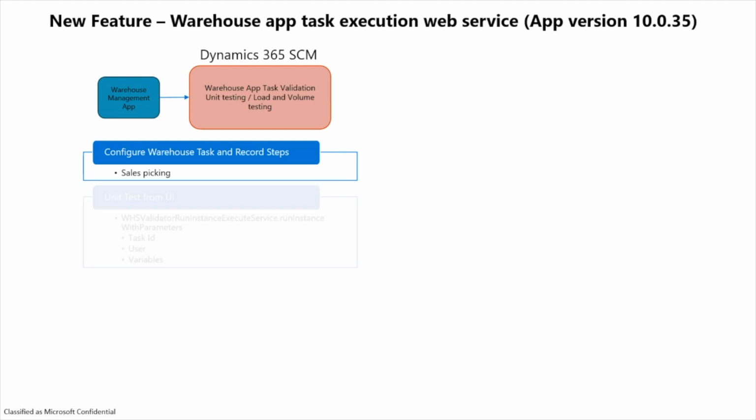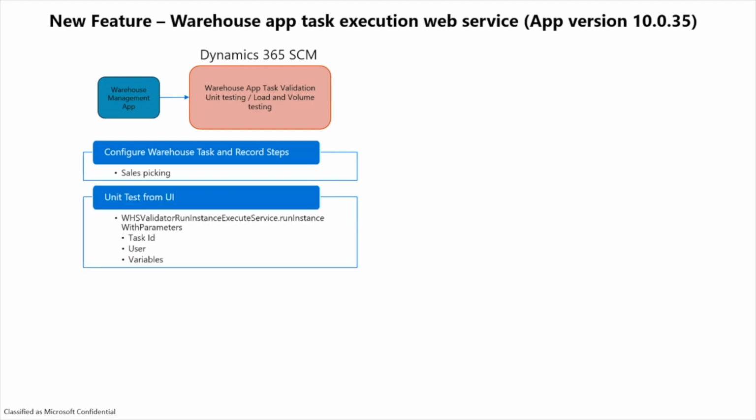In SCM itself, as we covered in the last Tech Talk, to validate your warehouse devices using Warehouse App Task Validator, you go to FNO, configure your warehouse task, which is all the steps that you're going to do, and record those steps. In this demo, and even the last Tech Talk, we covered a sales picking scenario. Once you record your scenario in App Task Validator, you can use the FNO UI for your unit testing.